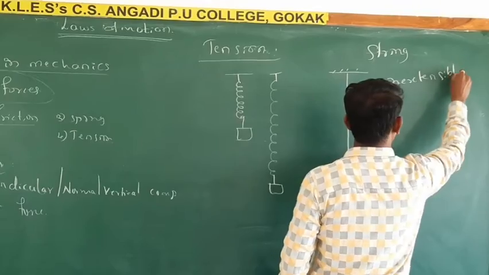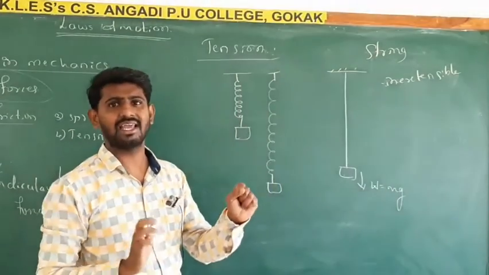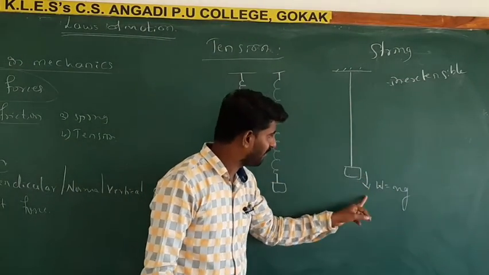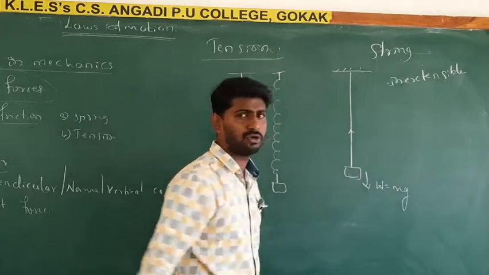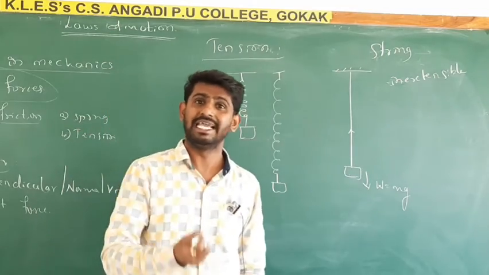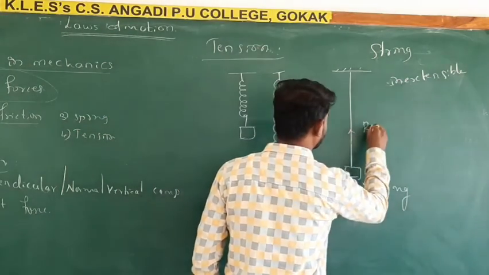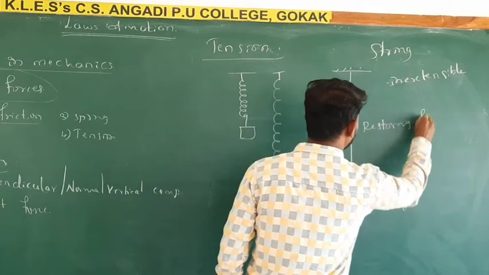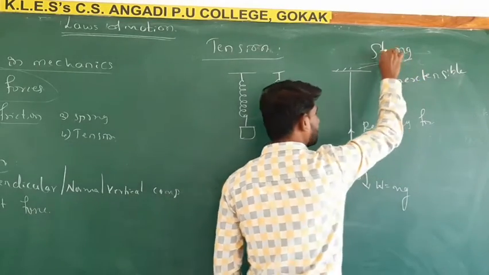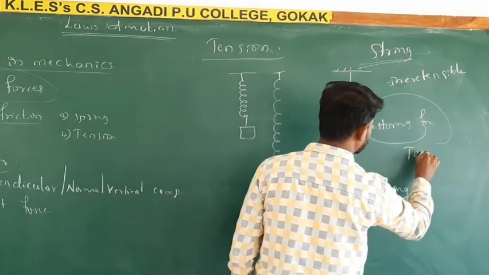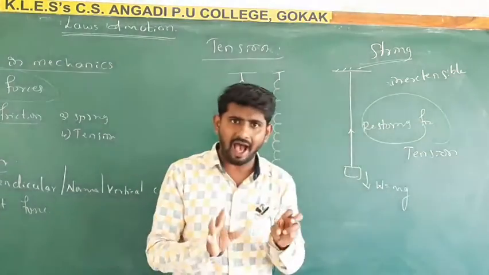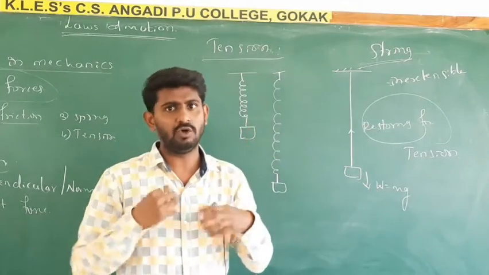In this inextensible string, it does not extend. It is not an elastic body, it does not expand like a spring. In such a body, when there is a weight below, it generates an equal and opposite force inside that string. They develop equal and opposite force inside the string. This is called restoring force. The restoring force which is developed in the inextensible string is called the tension. So tension or spring force, both are restoring forces only.